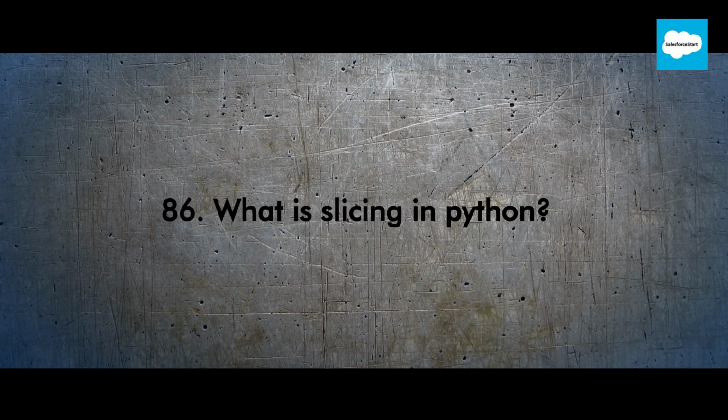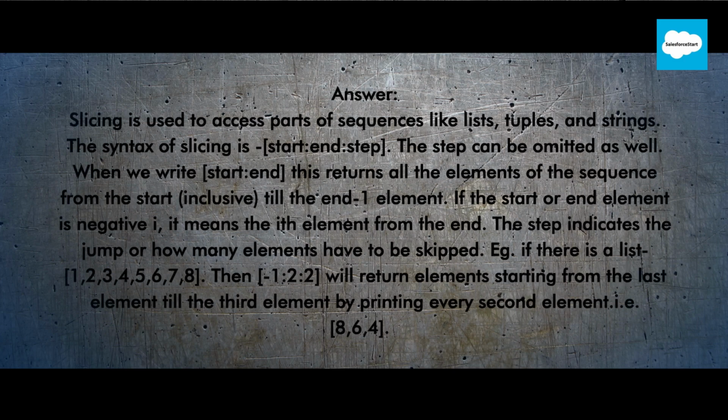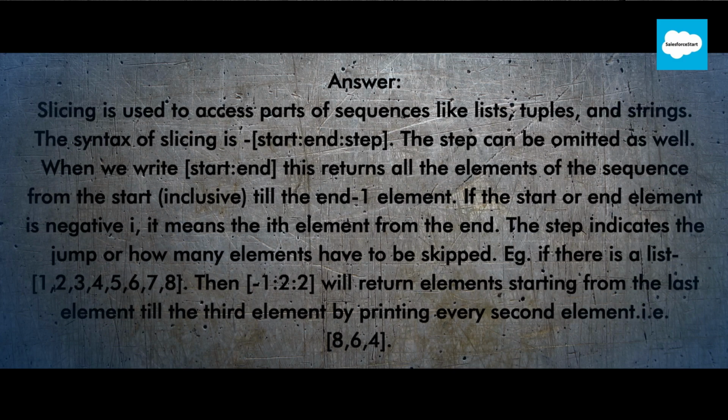86. What is slicing in Python? Answer. Slicing is used to access parts of sequences like lists, tuples, and strings. The syntax of slicing is start, end, step. The step can be omitted as well. When we write start, end, this returns all the elements of the sequence from the start, inclusive, till the end minus one element. If the start or end element is -i, it means the ith element from the end. The step indicates the jump or how many elements have to be skipped.